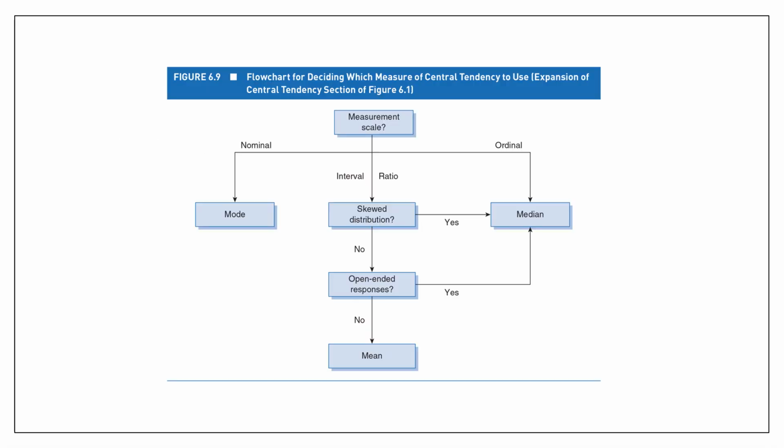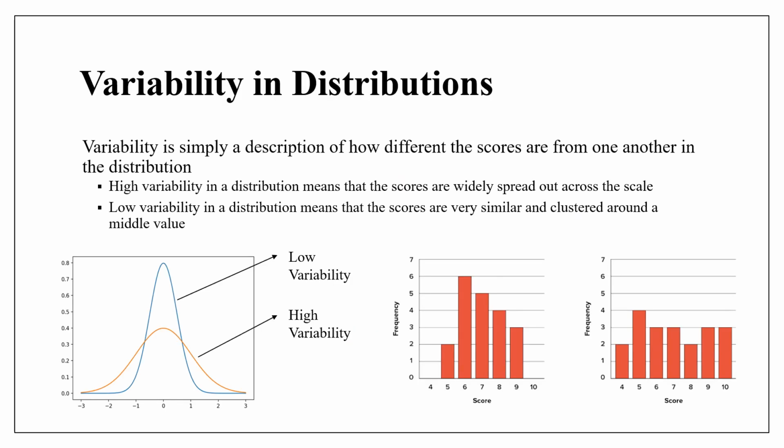And here is a flow chart that can help you decide which measure of central tendency is the best to use, depending on the type of scale that your measure actually has. Okay, so we've discussed central tendency already. Again, central tendency is the mean, the median, and the mode. We talked about how to calculate each one of those, and then we've talked about when it's best to use each one of those.